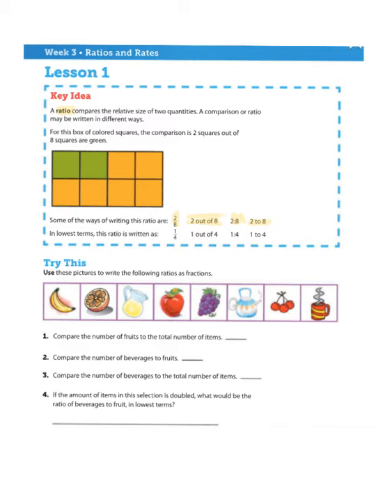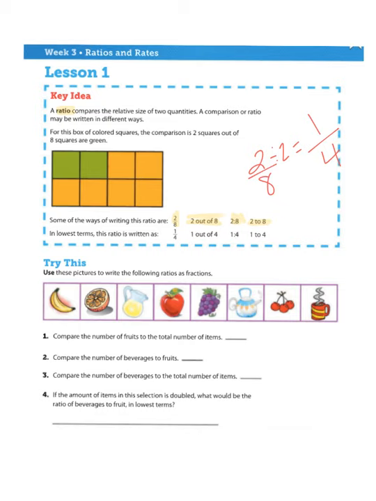And then they say in lowest terms, this ratio is written. So they put that fraction into lowest terms. If you had 2/8, I can divide the top and the bottom by 2. 2 divided by 2 is 1. 8 divided by 2 is 4. So they got 1/4.